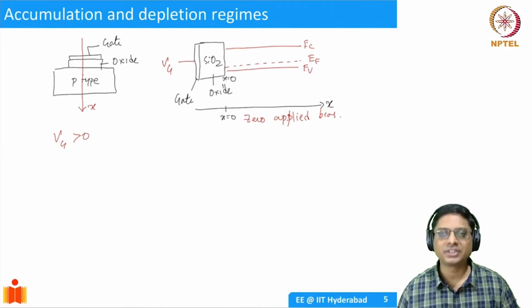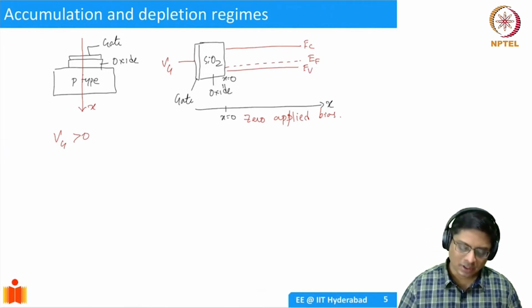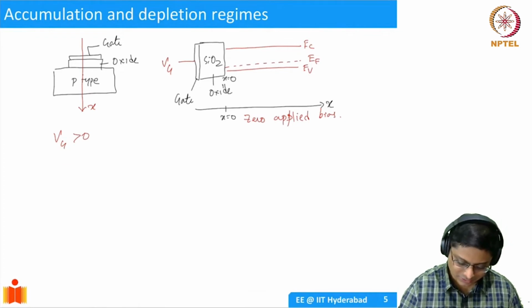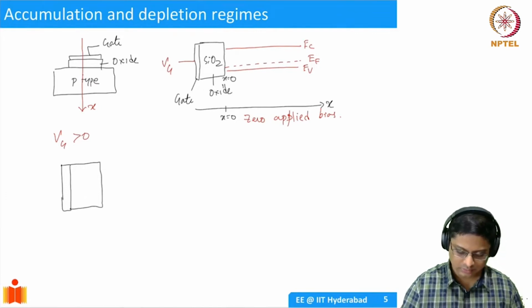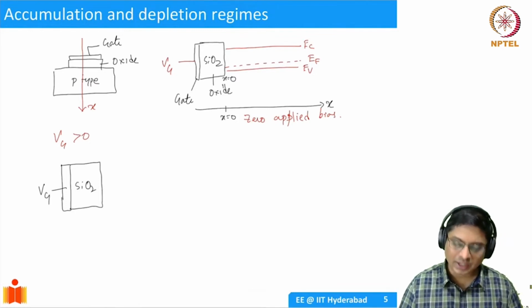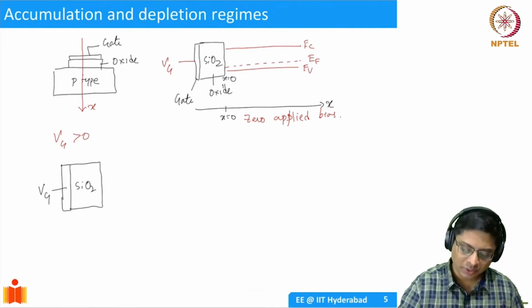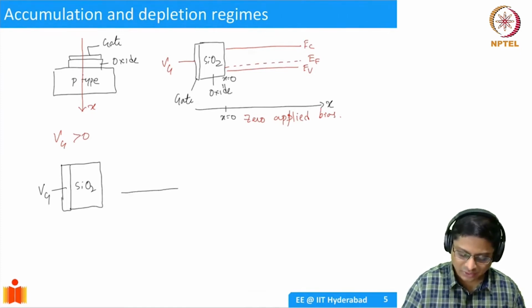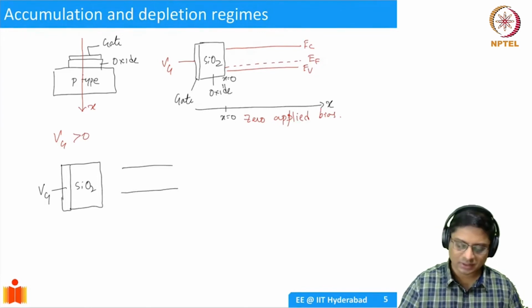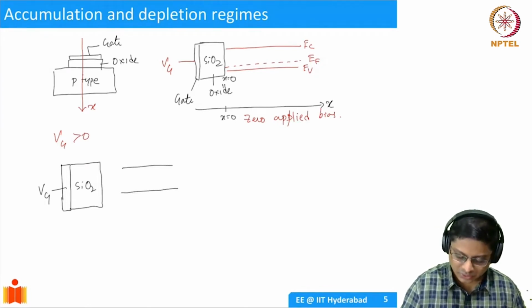How will we represent depletion in a band diagram? Well, let's draw it one more time. Let's say this is your metal, and there is an oxide, SiO2, and this is VG you're applying on this, and now it's depleted. So let's ignore the interface for a moment and just draw the bands in the bulk. Here you should have an EF like this.